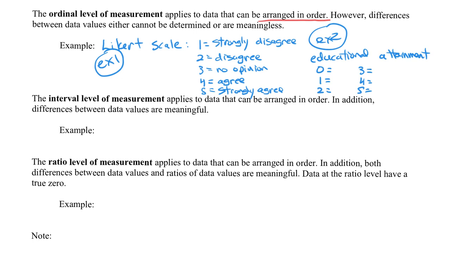Next higher level is interval level. So this applies to data that can be arranged in order, but in addition, differences between data values are meaningful. So an example of this would be something like temperatures. If we use degrees Fahrenheit or degrees Celsius, so these can be in order, but the differences between 33 degrees and 34 degrees, it's 1 degree, right? Fahrenheit or Celsius. So it's that 1 degree difference is the same as the 1 degree differences anywhere on the scale.